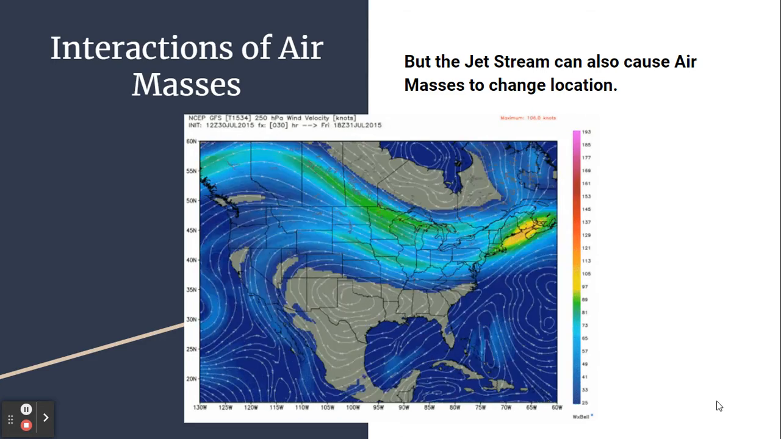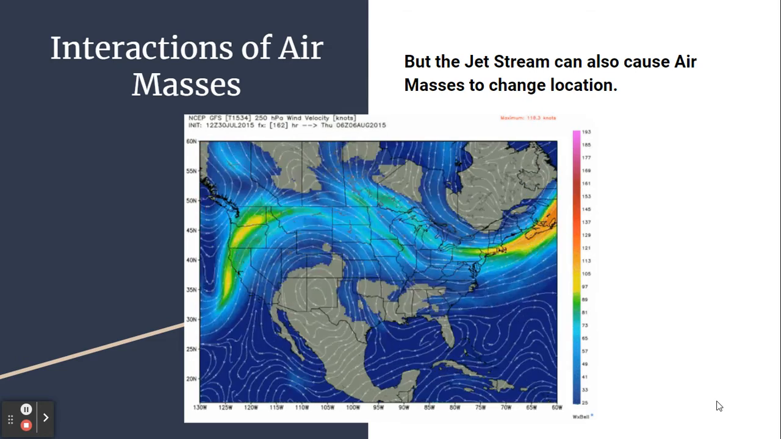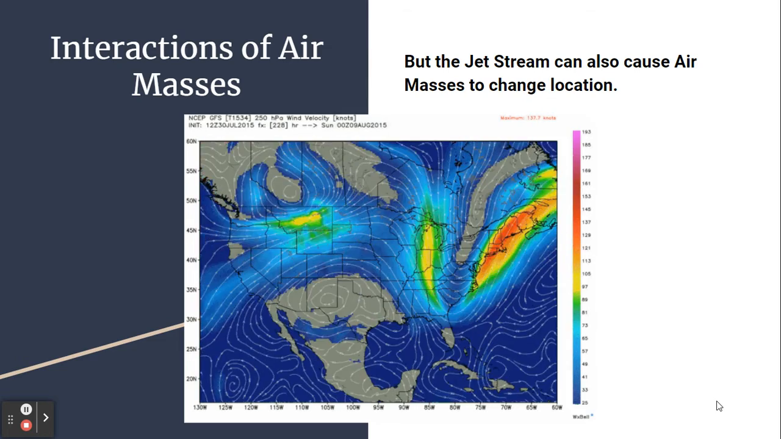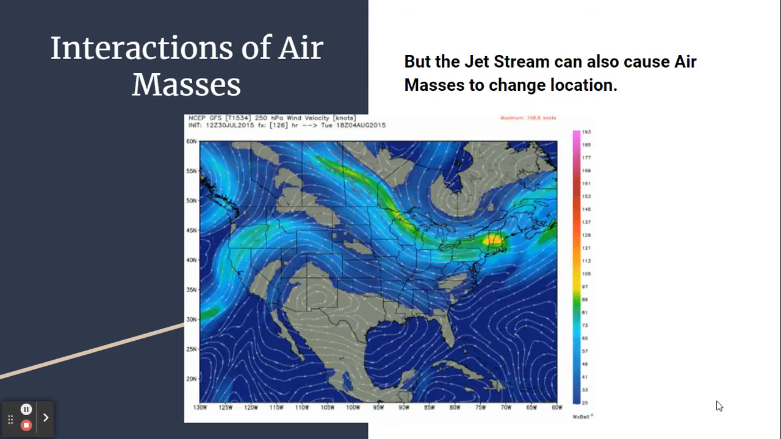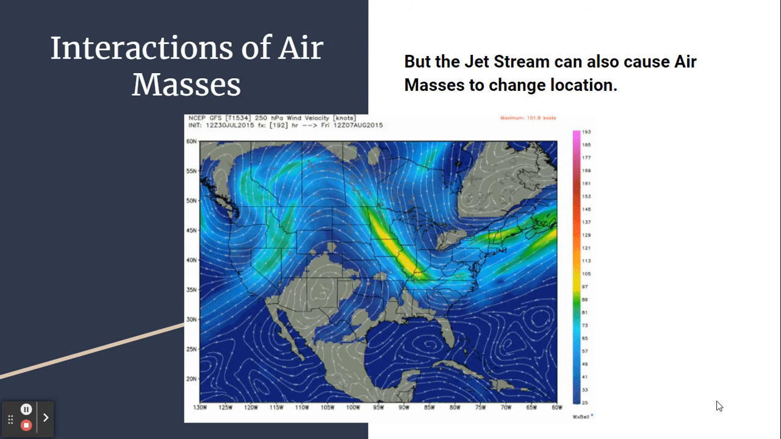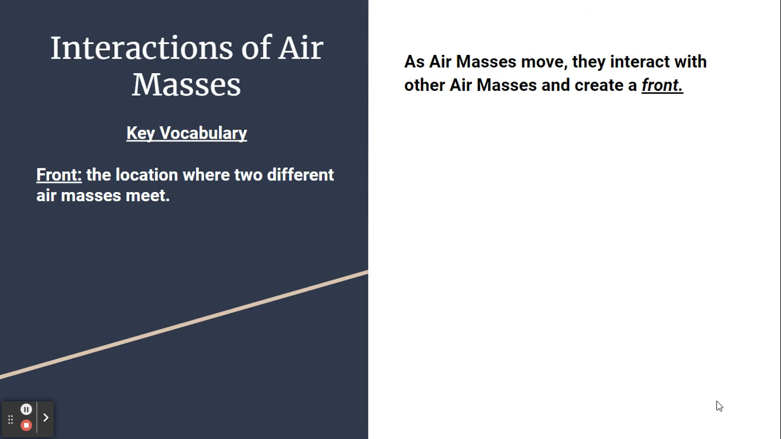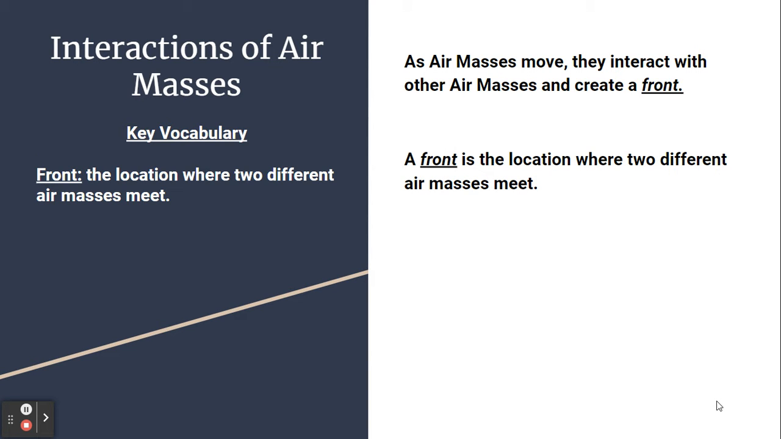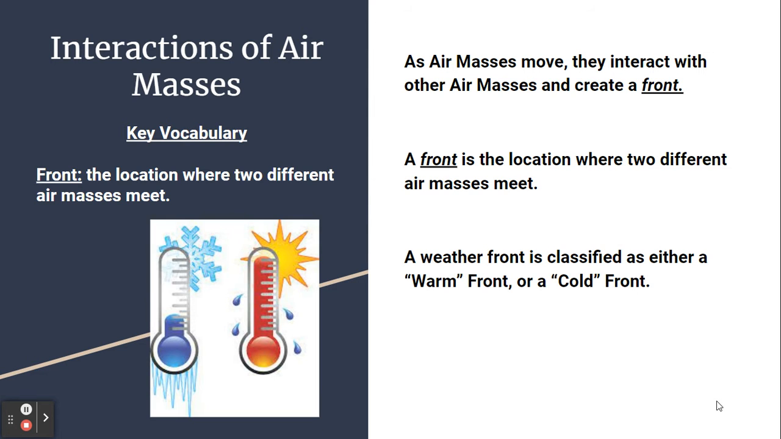For instance, at the beginning of this animation, you can see an air mass that forms over Texas, and over time it gets pushed up into Colorado. Or there's another air mass that's formed up in Canada, and that gets pushed down into New England. Where these air masses interact, they create what's called a front, the location where two different air masses meet. We classify them into either warm fronts or cold fronts.